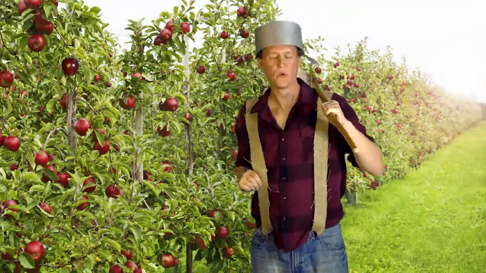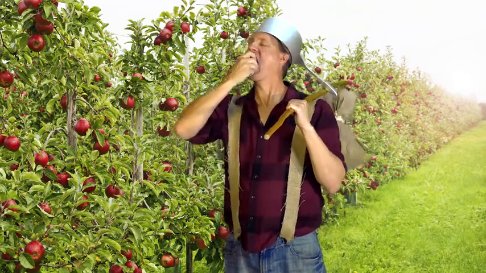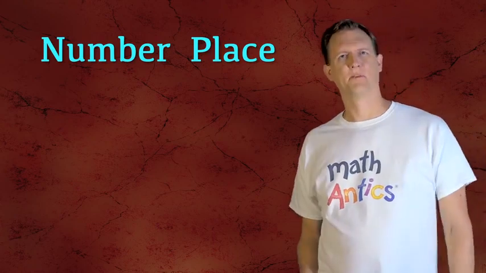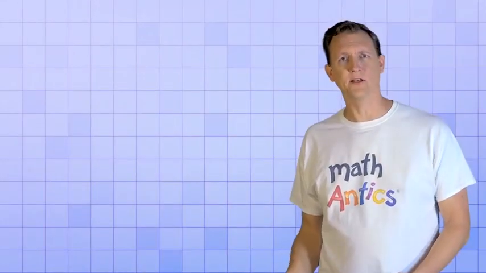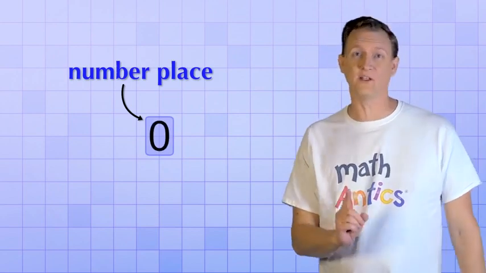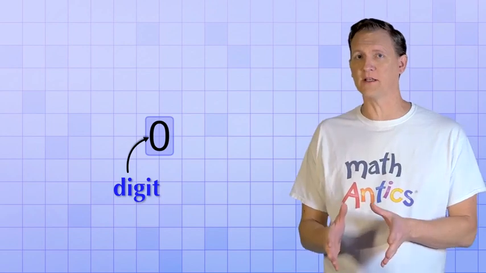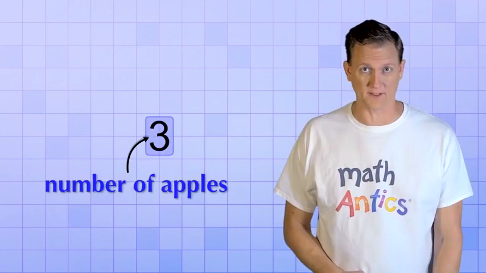apple orchard full of apple trees, and each of these trees is loaded with big, juicy red apples that we need to pick and then count for our records. We're going to use something called a number place to count. The best way to understand a number place is to imagine that it's like a small box that's only big enough to hold one digit at a time. As we count, we'll change the digit that's in the number place to match how many apples we've picked.